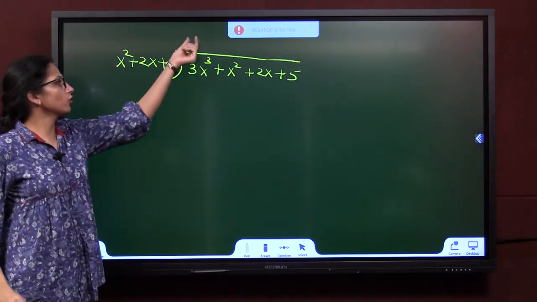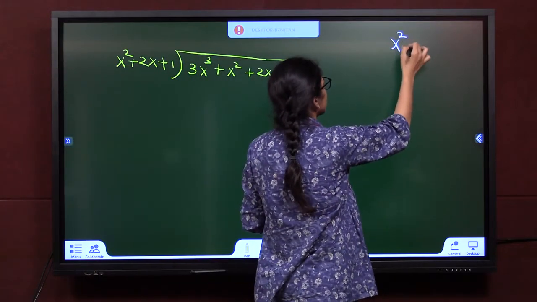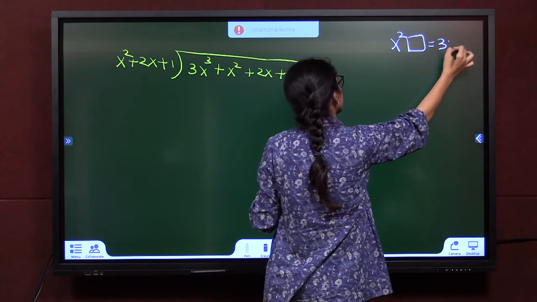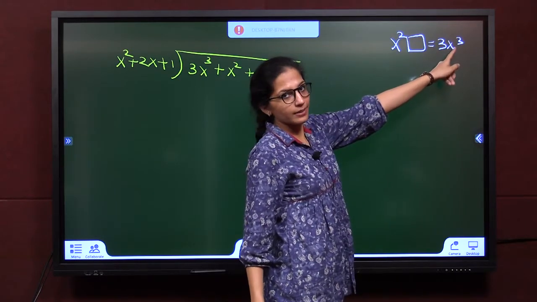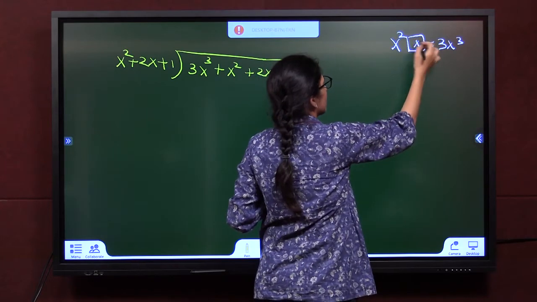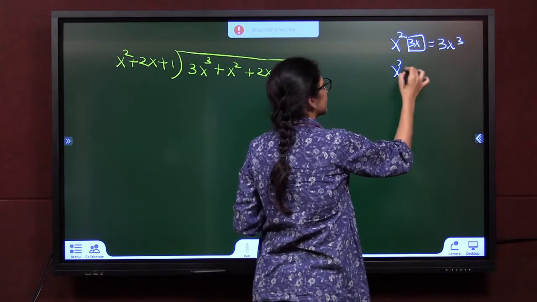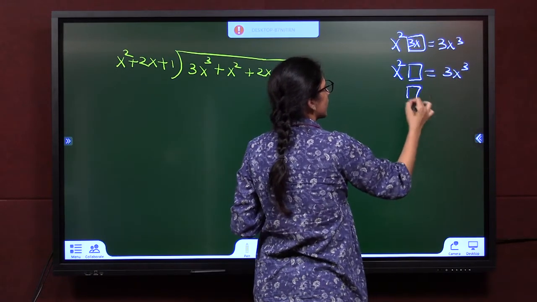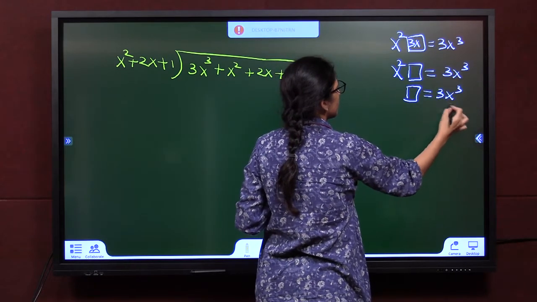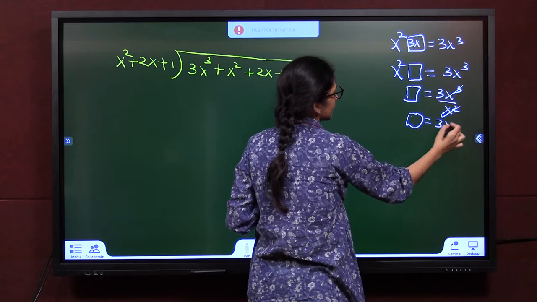X square into what gives 3x cube? X square, there is one more x coming here. So there is an x, there is a 3. So 3x. Agreed? For those who are not getting it, x square into what gives 3x cube? Send the x square down. 3x cube by x square cancels, you are left with 3x.